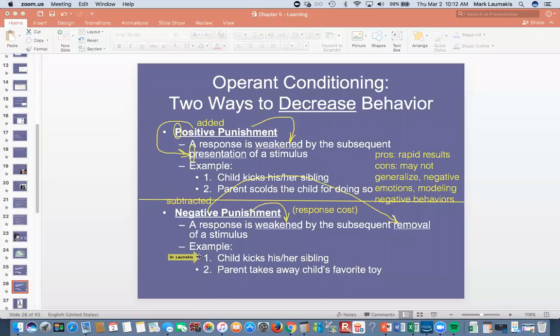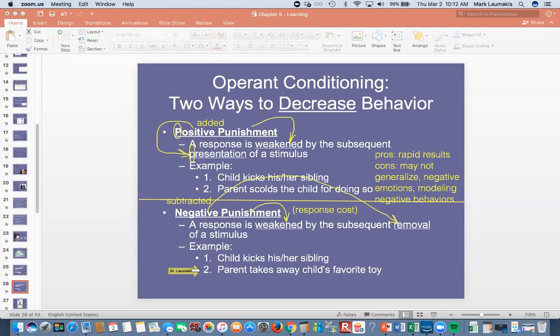So the scenario here is what? The child kicks his or her sibling. Instead of smacking them upside the head or scolding them, I take away their favorite toy. Okay, so they lose something, right? That's the idea of response cost. You do this response, and there's a cost for doing so. In terms of negative punishment, I weaken the response by taking away something that the organism finds desirable or satisfying in some way.